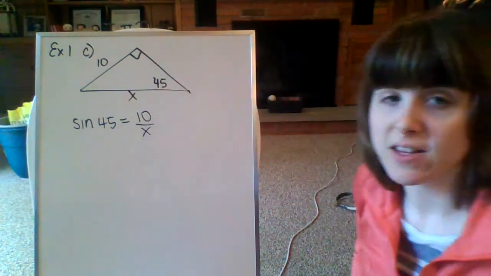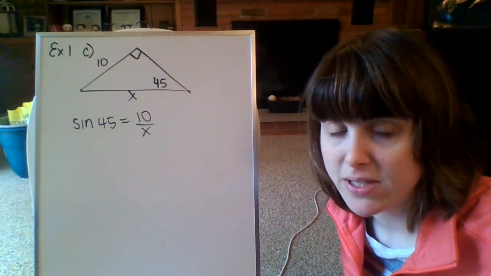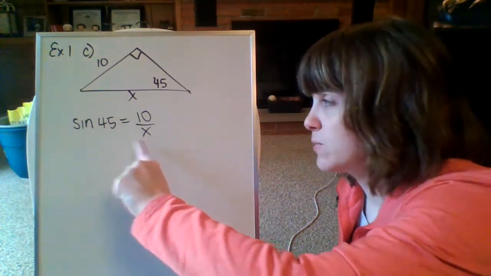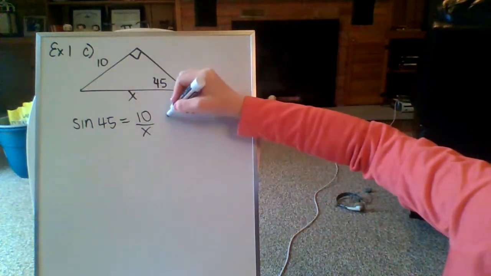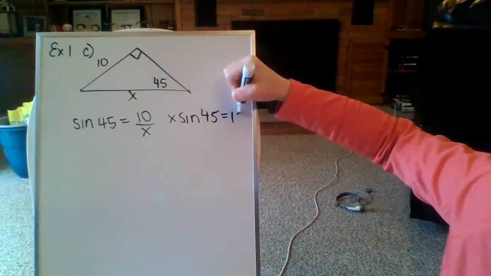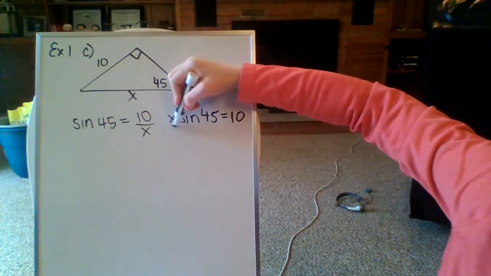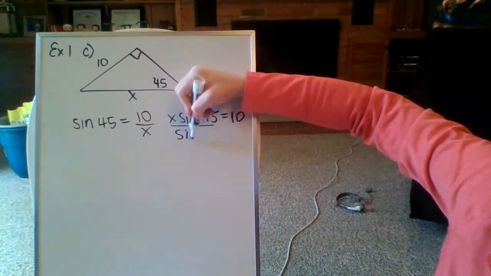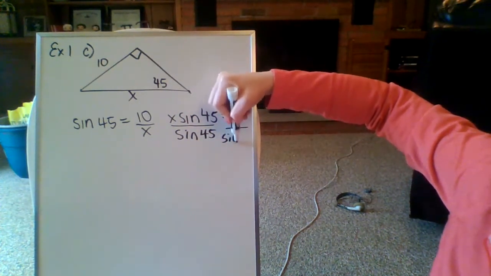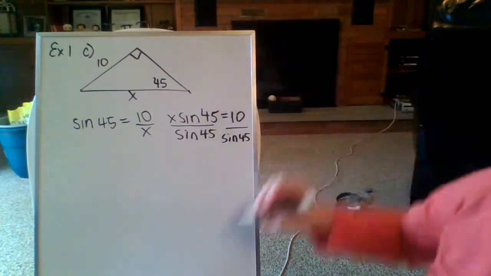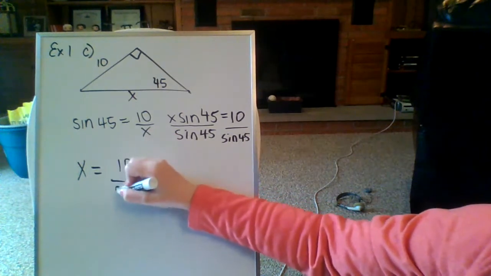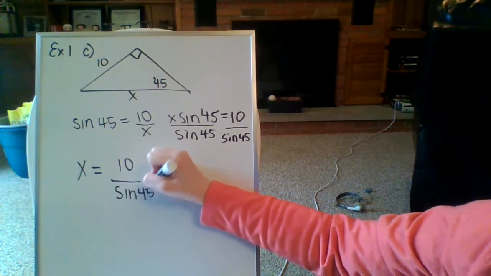Now this one is a little different because x is on the bottom this time, but that's okay because we're still going to multiply. So we're going to multiply over, and now it says x sine 45 equals 10. So to get x by itself, we're going to have to divide by sine of 45 on both sides here. So what we're doing to get x is we're doing 10 divided by sine 45.